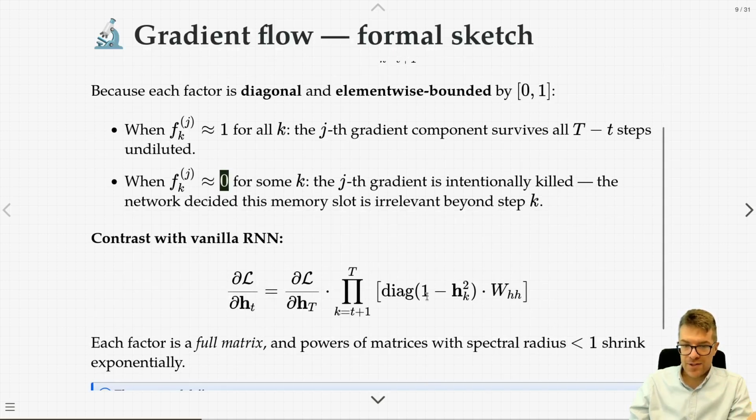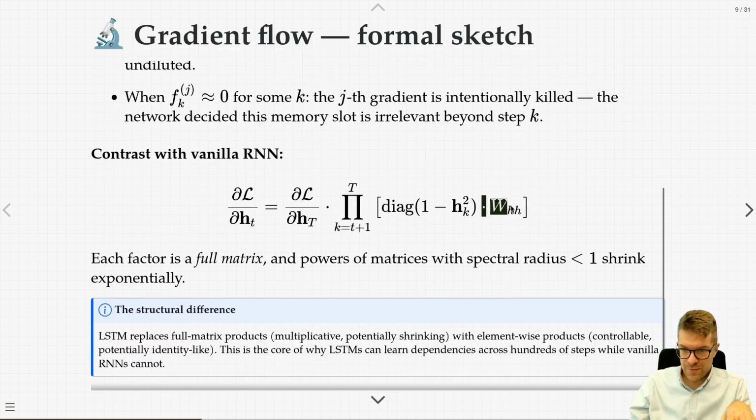And again, this is contrasted with the vanilla RNN, which we defined in a previous module, and we mentioned a moment ago has this multiplication by the weight matrix from H to itself. Every factor will have these full matrices, powers of these matrices with spectral radii, or norms, that are much smaller than 1 will shrink and will end up having gradient vanishing, which we don't like. So LSTMs replace these full matrix products with element-wise products, which are more controllable, and this is the core reason why LSTMs can learn dependencies over long periods of time, where vanilla RNNs cannot. And we're going to see this empirically.